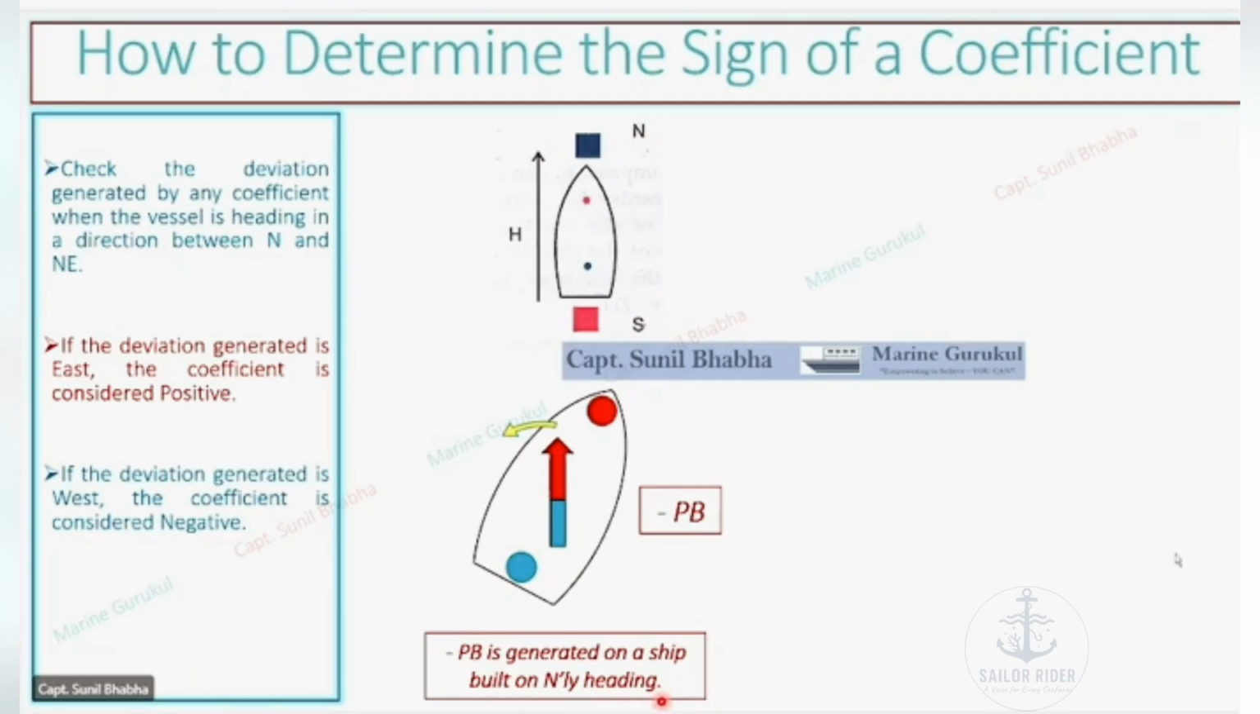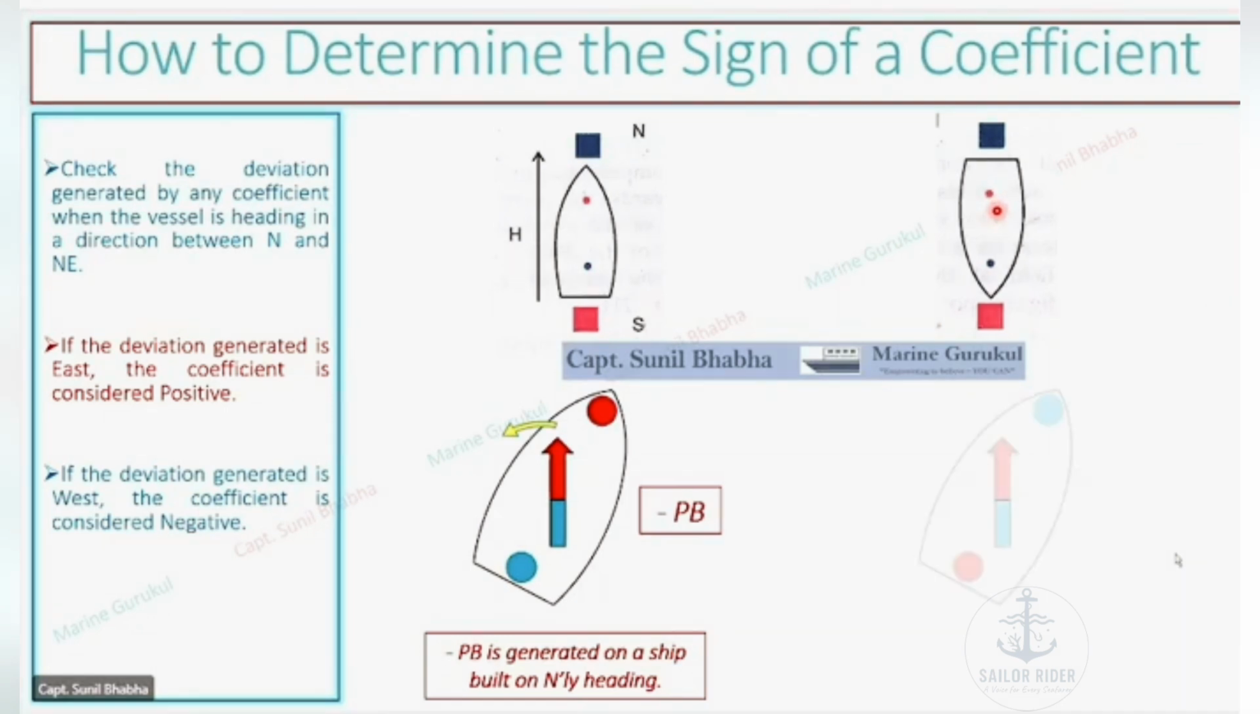Now let's try to analyze this for a ship which is built on a southerly heading. You can see a ship which is built on a southerly heading. The lines of force are going to enter from the bow now, giving it a blue polarity. So we have a blue bow, and the lines of force are going to come out from the stern of the ship, giving it a red polarity. So the stern of the ship is red.